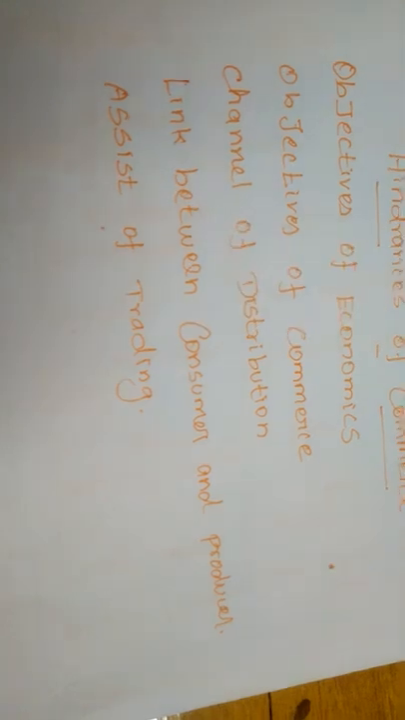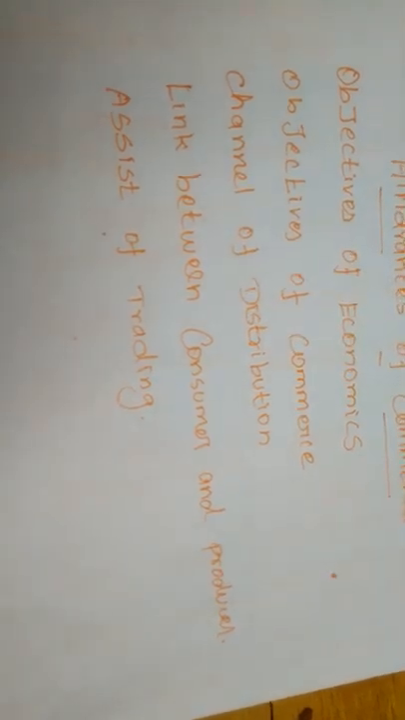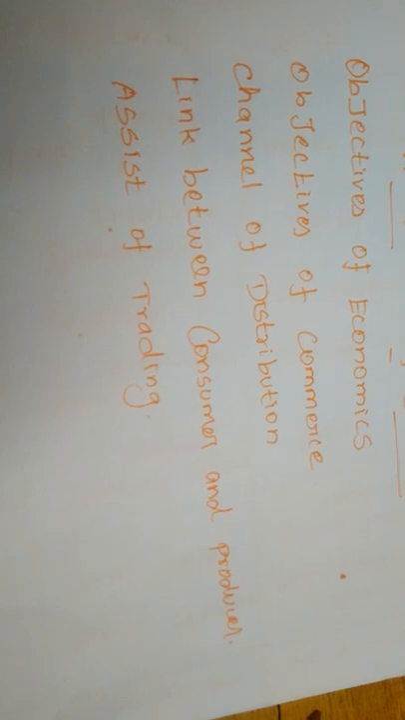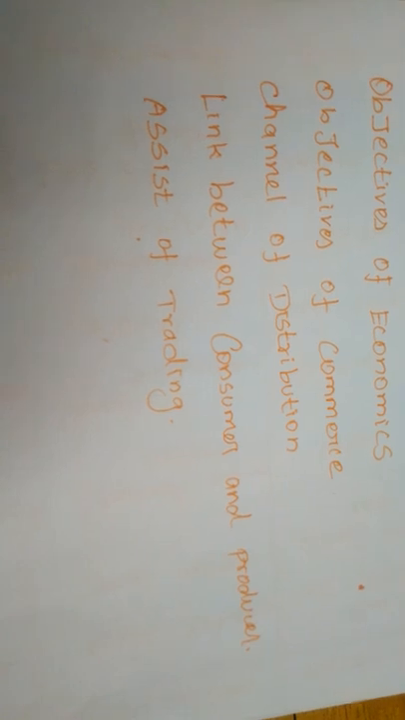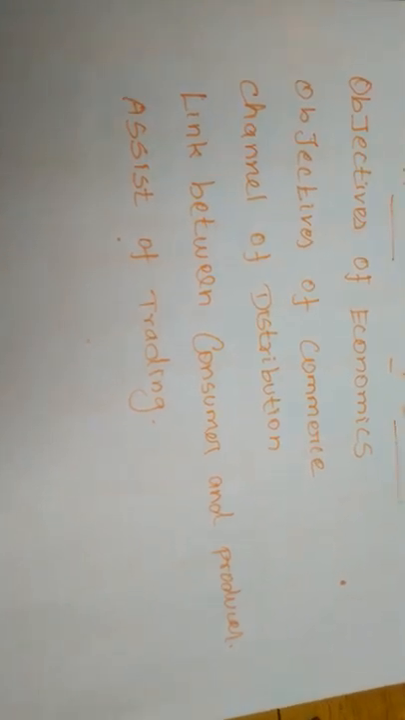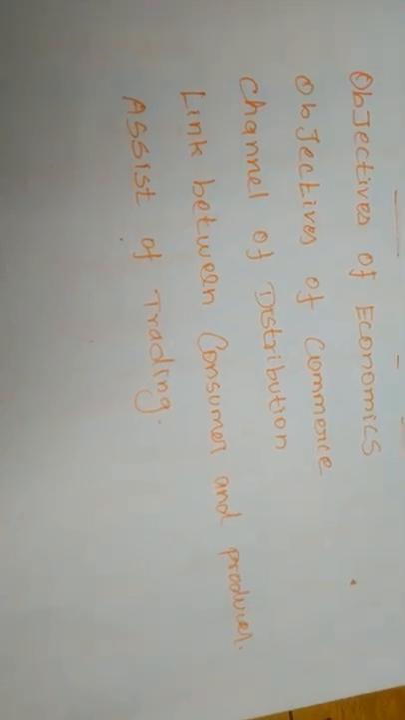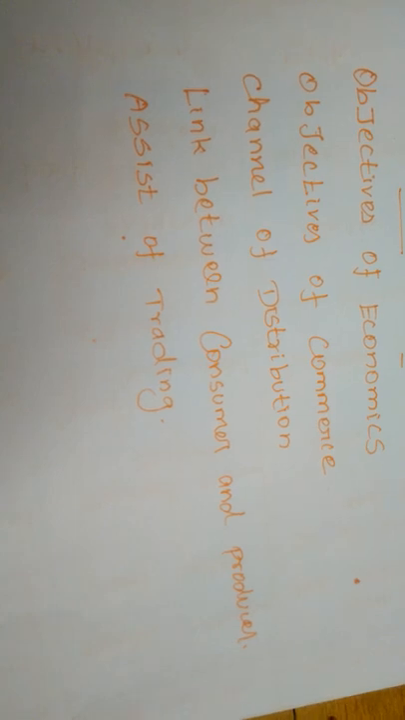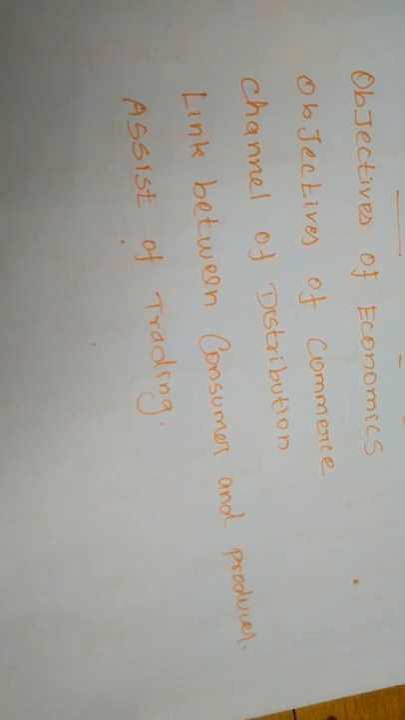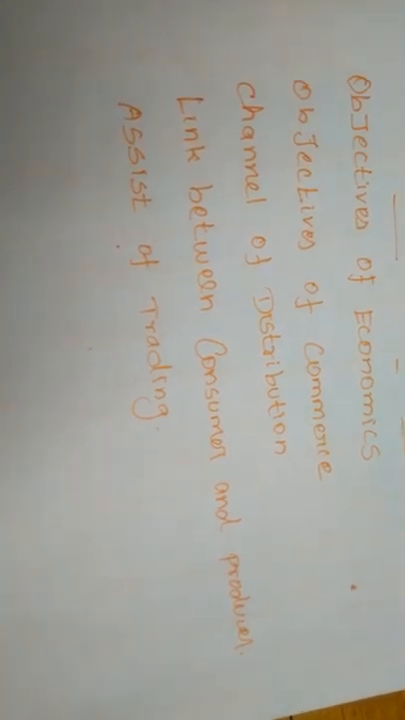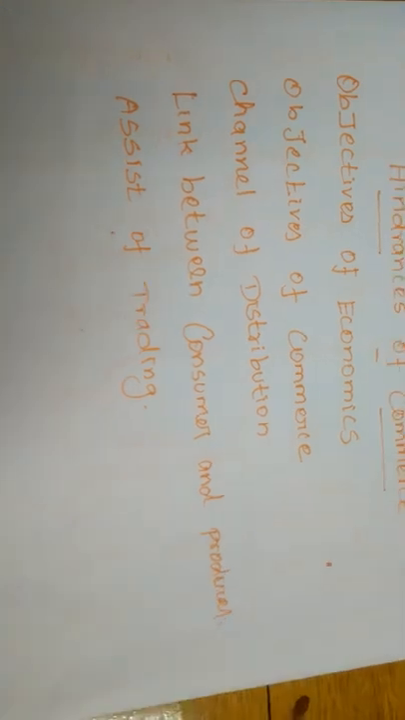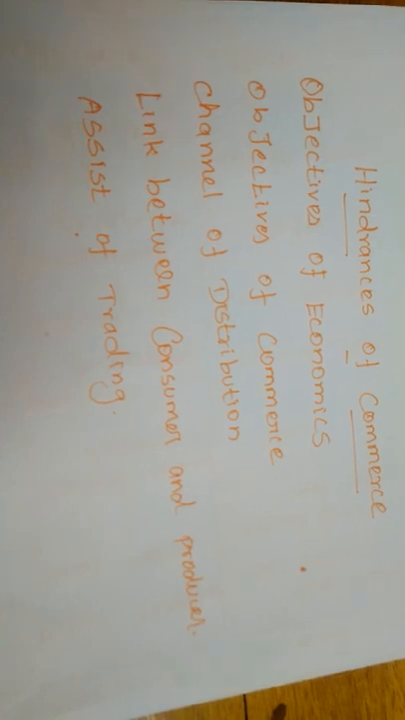For fulfilling the objectives of commerce, many factors are needed and helpful. The link between the consumer and the producer is very important in this commercial activity. Otherwise, we can say commerce serves as the channel of distribution to attain the objectives of commerce.